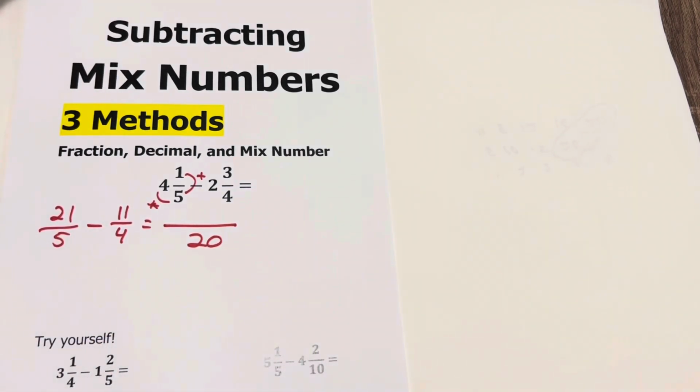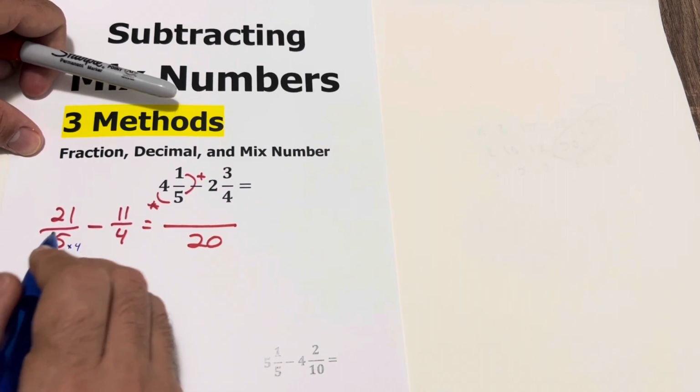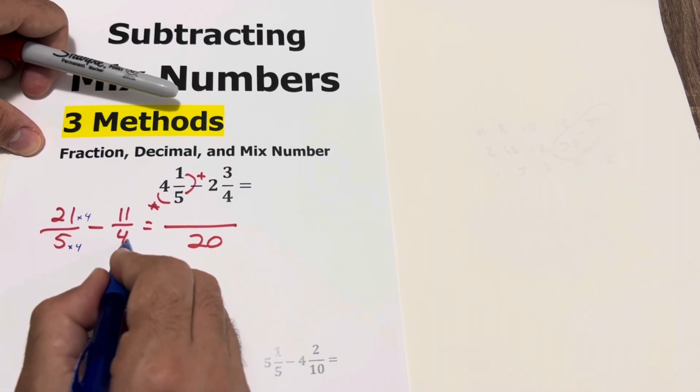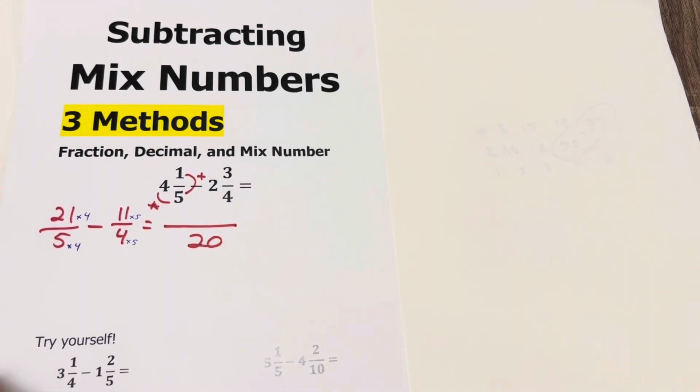Well, how do we find the 20? What do we do? So this 5 is 5 times 4. So I multiply the 21 times 4. And then 4 times 5, 20. 11 times 5 is 55.